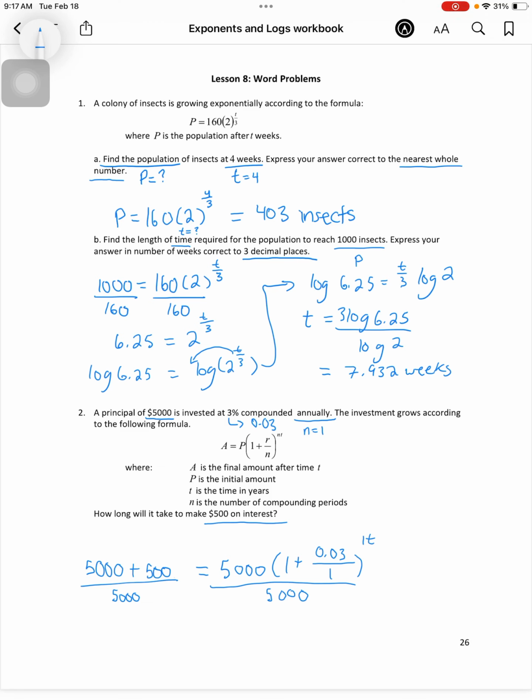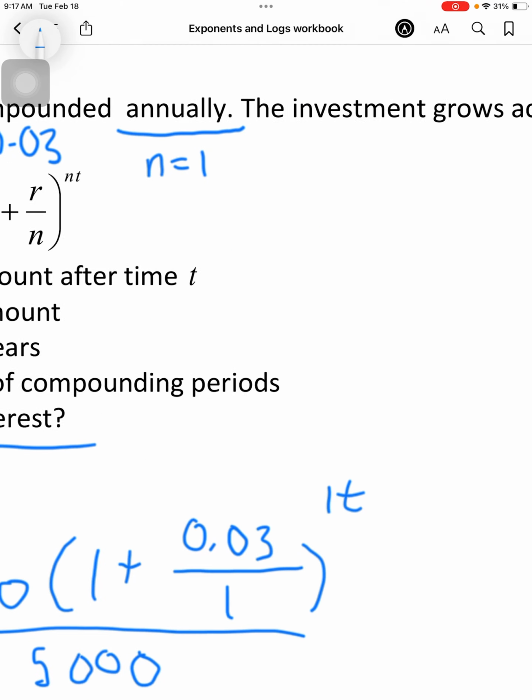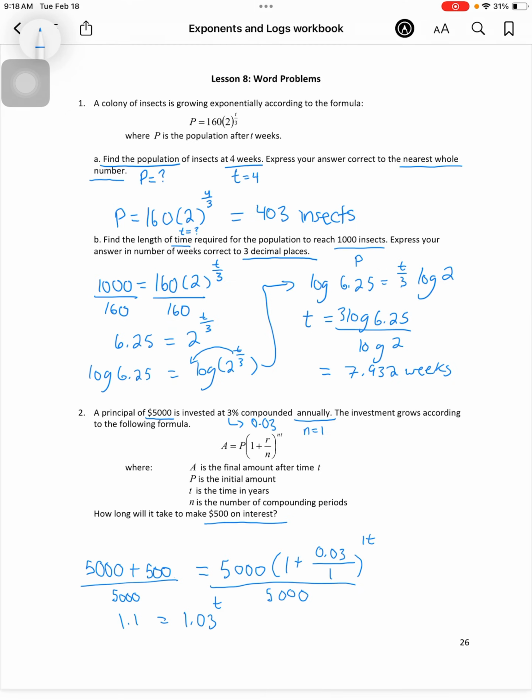So here, when you simplify this, you should get 1.1 equals 1.03 to the power of t. So here, 1.03 came from the bracket, 1 plus 0.03, and then I didn't bother writing the 1 beside the t because it's just invisible. Now at this stage, you're able to use logs. So log 1.1 equals log 1.03 to the power of t.